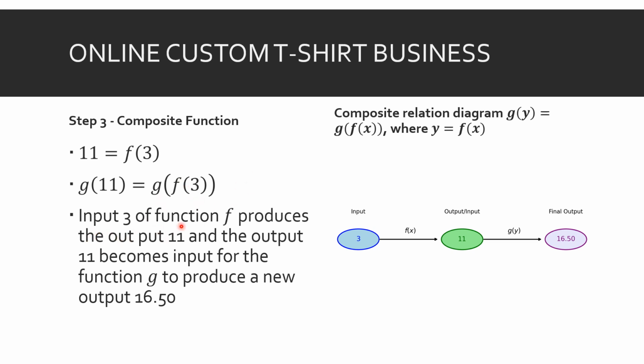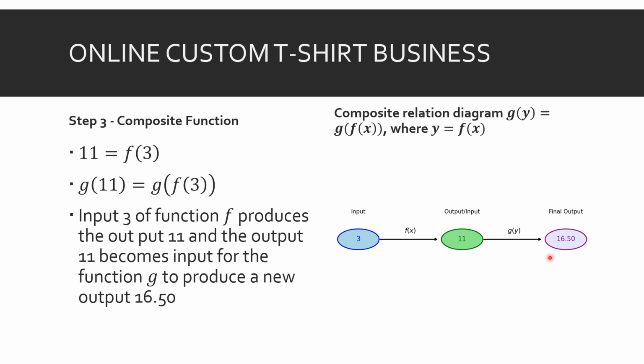So input 3 of function f produces the output 11, and the output 11 becomes input for the function g to produce a new output of 16.50. So composite relation diagram, g of y equal to g into bracket f of x, because the whole of this f of x is the output for the manufacturing. Then it becomes the input for the selling price. So where y is equal to f of x.